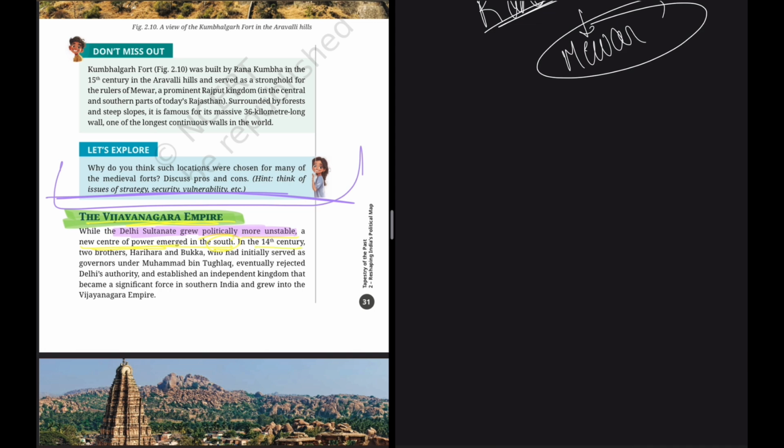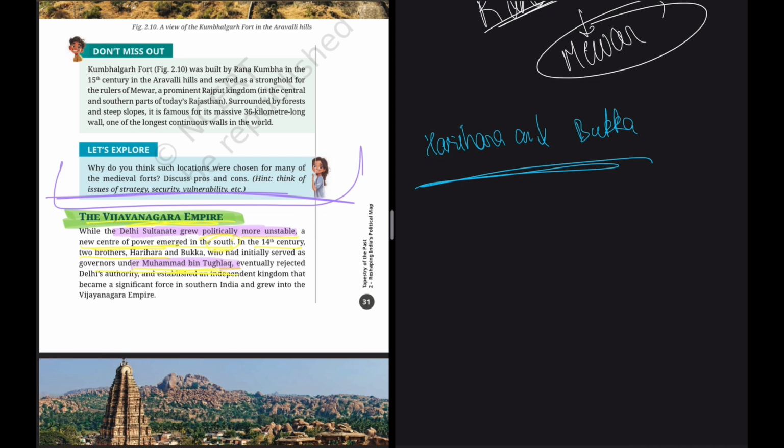So in the 14th century, two brothers, Harihara and Bukka, who had initially served as governors under Muhammad bin Tughlaq. So these two had served as governors for Muhammad bin Tughlaq. We've already studied about him, being very ambitious, but poor in execution. So he was Muhammad bin Tughlaq.